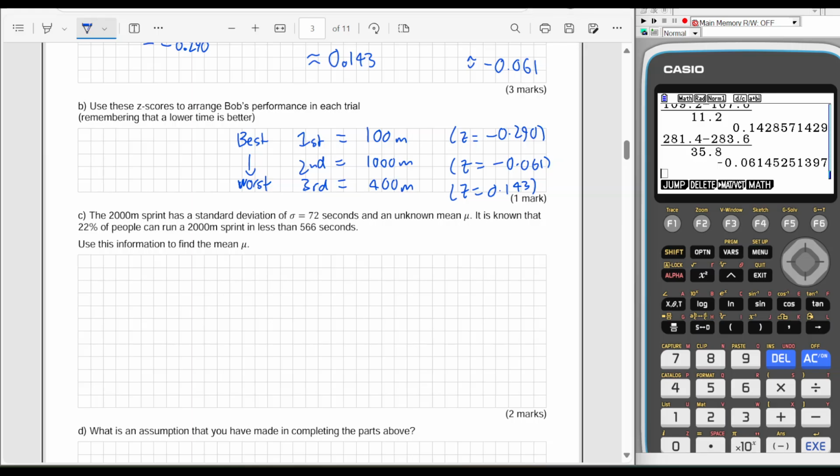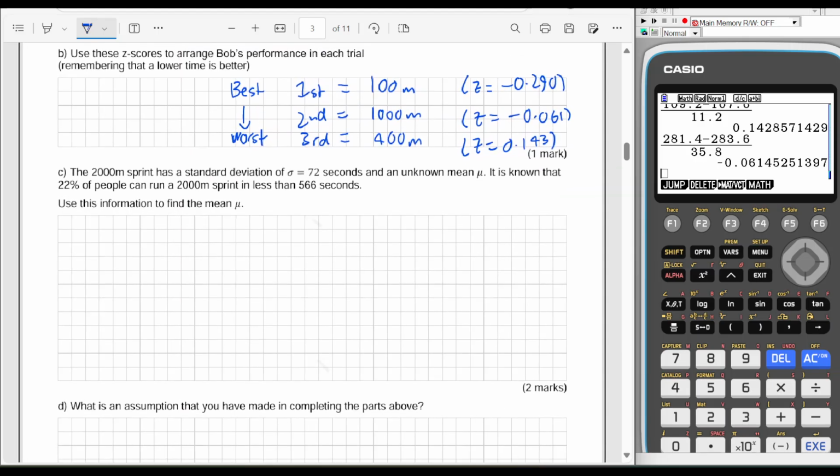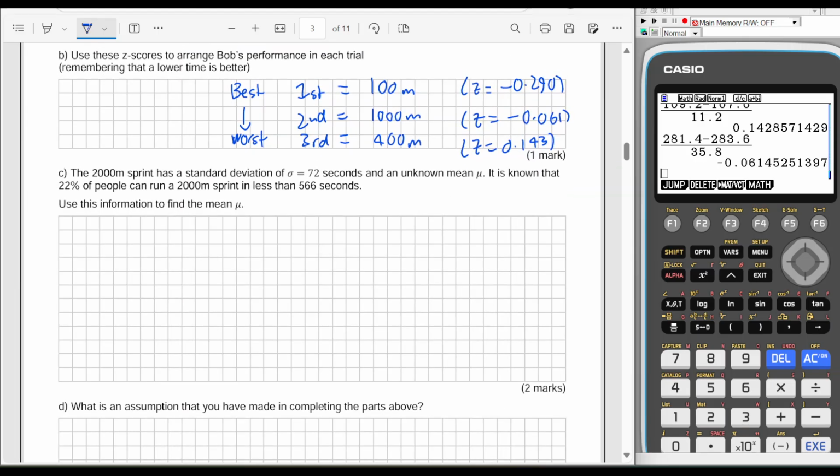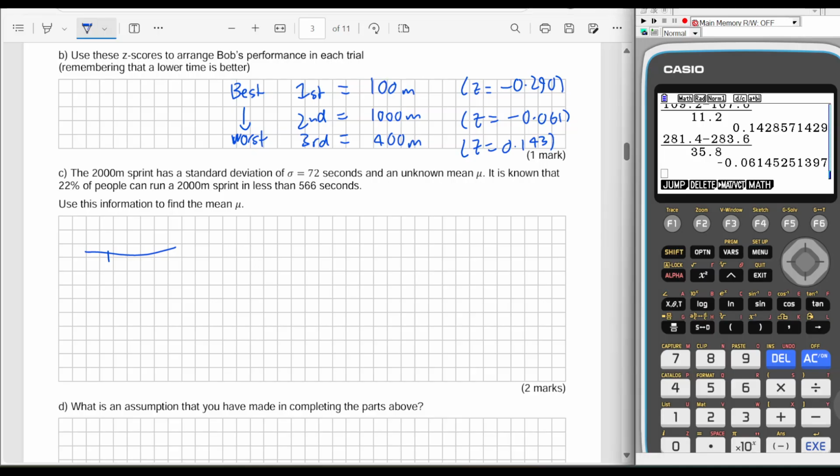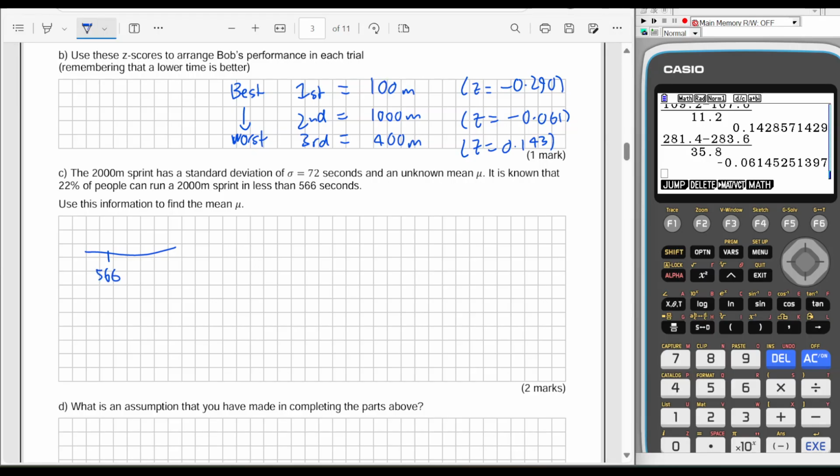Okay, so we've got a bit of information here. We want to find the mean. 22% of people can run a 2,000 meter sprint in less than 566 seconds. So I'm going to go 566 there. There's my bell curve. And that would be the X score. I would like to know the Z score. We know that 22% of people are there.